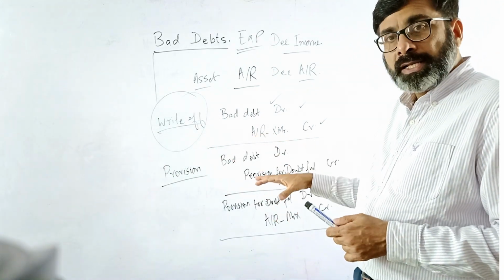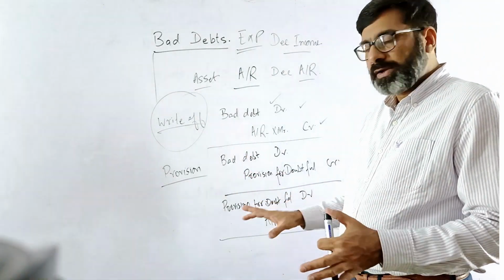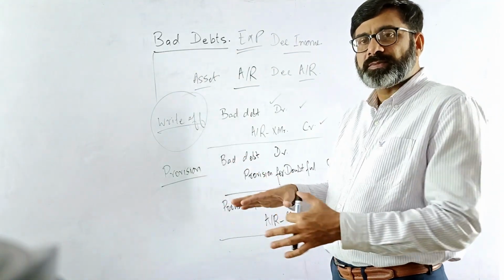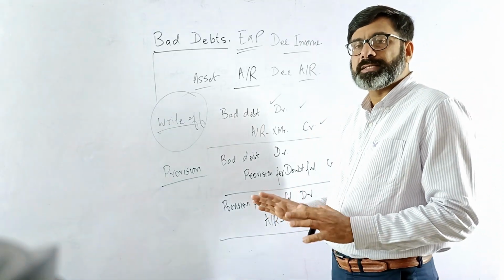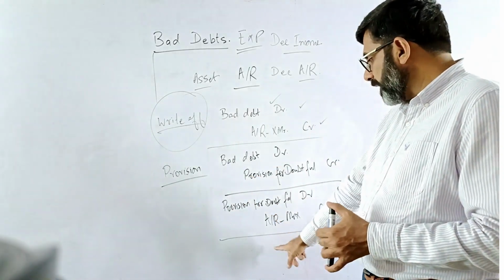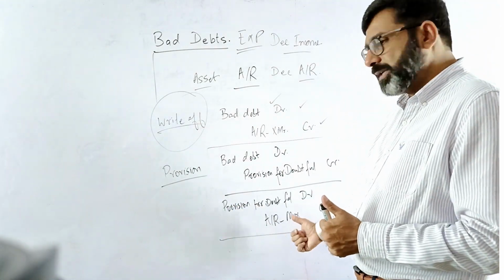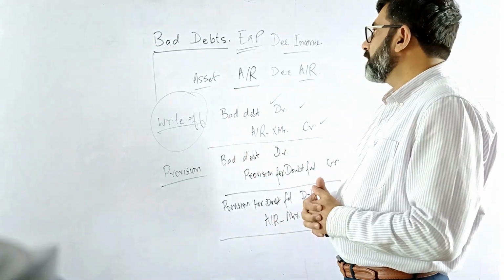And then when actually the receivable is written off, when we are confirmed that Mr. X, Mr. A, Mr. B, Mr. C, whoever the customer is, they are not paying, they are insolvent, they are bankrupt, or for any other reason they are not paying, when you are sure, at that time provision will be debit and the account receivable of that specific customer will be credit. So this is the concept of bad debts.